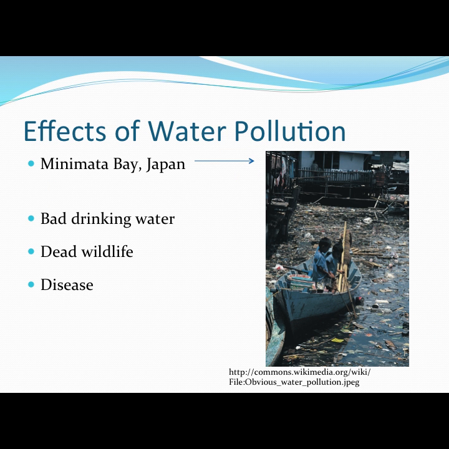We can see the effects of water pollution in Minamata Bay in Japan. They can't drink the water or use it for cooking. Situations like this often end up affecting the wildlife in the area and can be a breeding ground for disease.